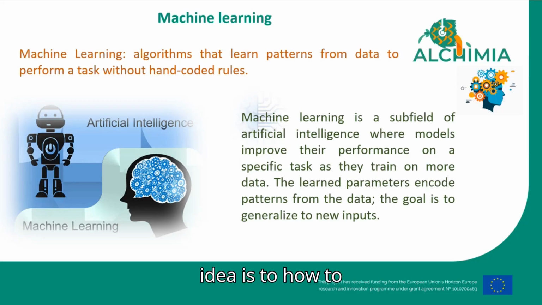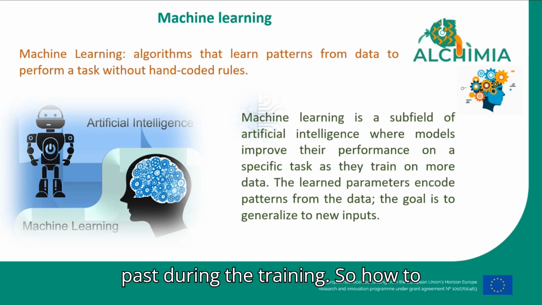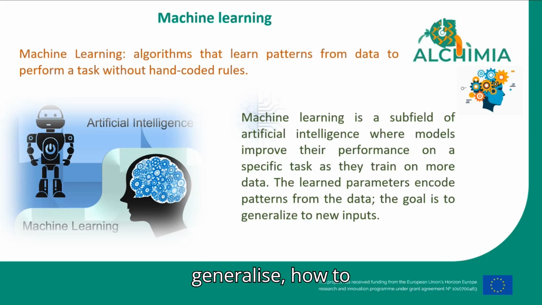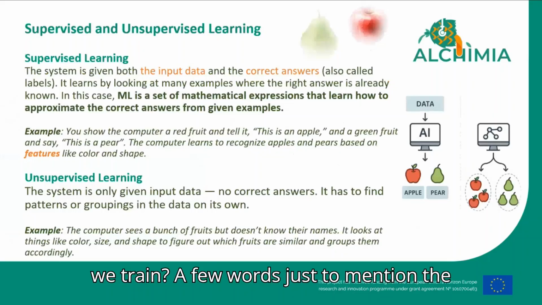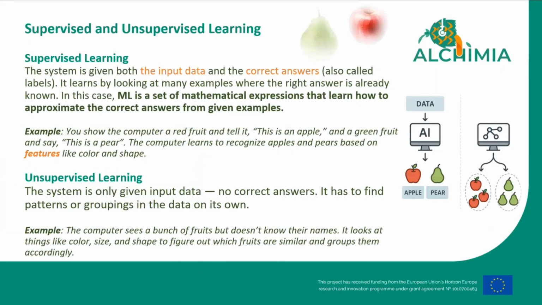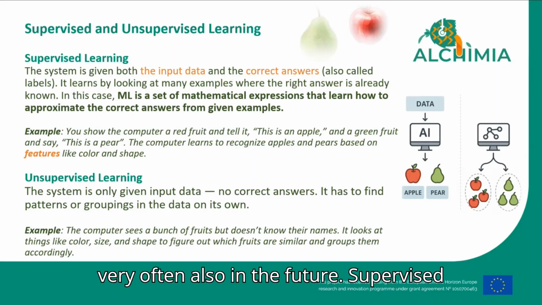So the idea is how to leverage this model to perform tasks that the artificial intelligence based model didn't see in the past during the training. So how to generalize, how to understand, let's say, some behaviors that we would like to model. How we train: a few words, just to mention the words that you will probably hear very often also in the future.